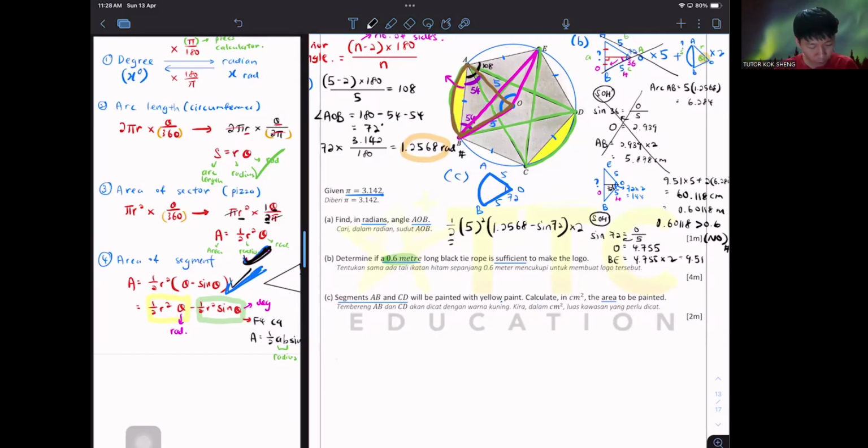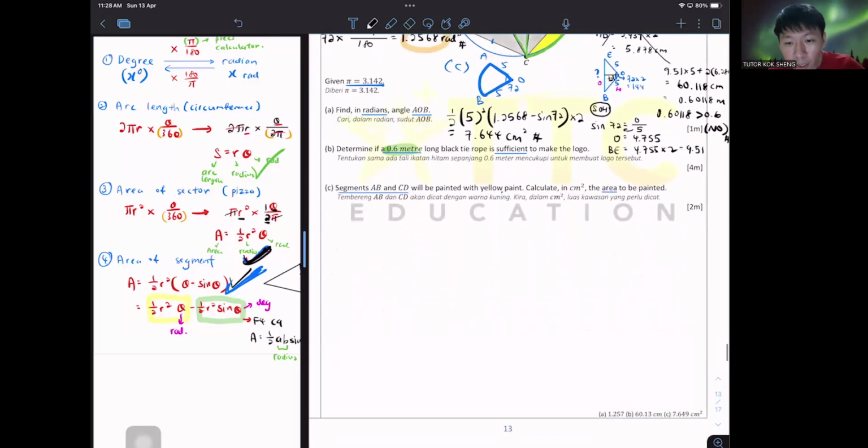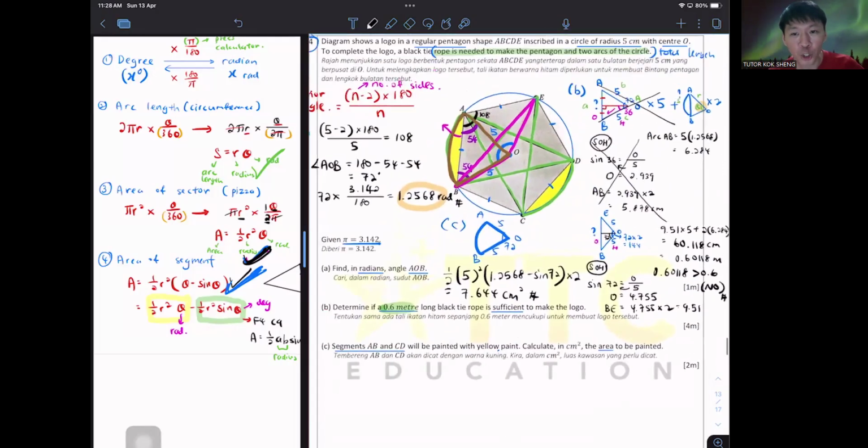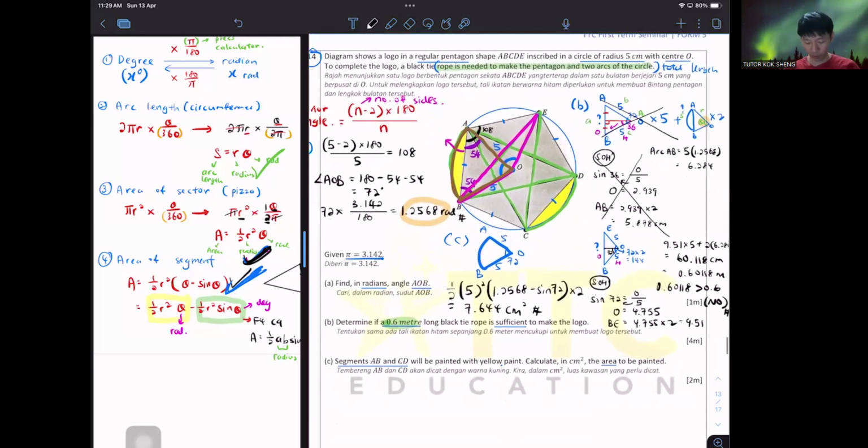2 marks, okay, not bad. Quick. 1/2 times pi squared, followed by 1.2568 minus sine 72, times 2. 7.644. Is it correct? Okay, yes. Nice. 14, done.